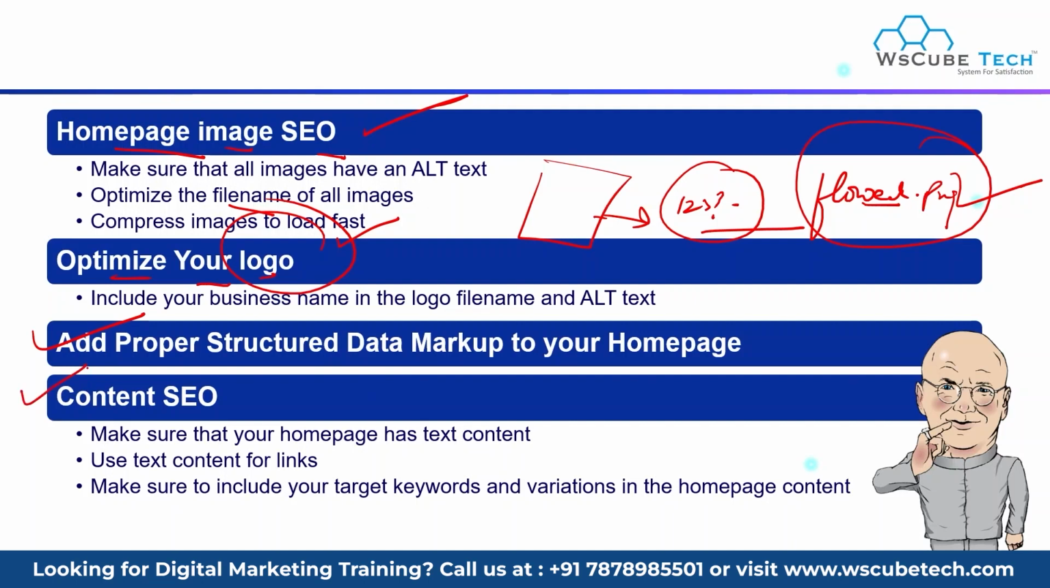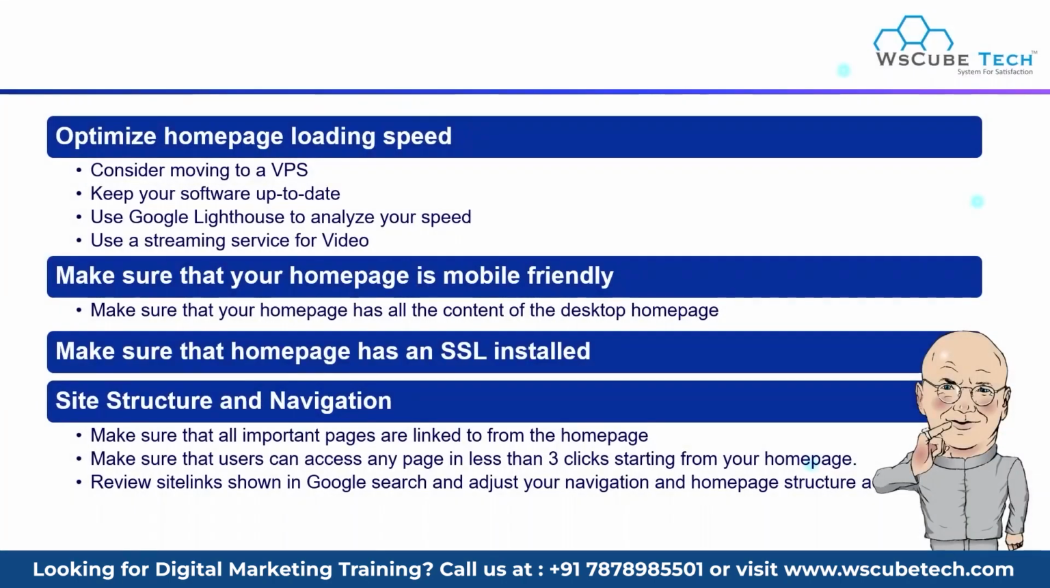Next we have content SEO. That is also one of the important features if I'm talking about homepage SEO. Make sure that your homepage has text content, and you have to use that text content for links. Make sure to include your target keyword and variations in the homepage. So that is some of the ways you have to do your homepage SEO. Let me practically explain how you can do homepage SEO.